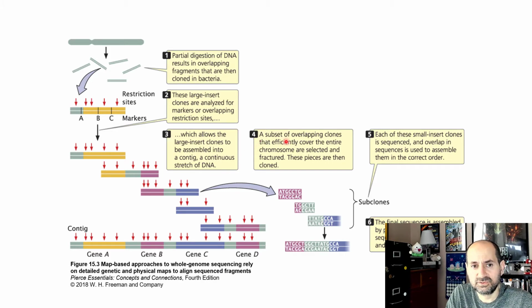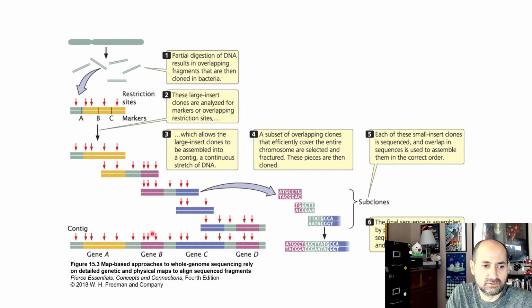Next, a subset of overlapping clones that efficiently cover the entire chromosome are selected and fractured. Then these pieces are cloned, right? Each of these small insert clones is sequenced, and overlap in sequences is used to assemble them in the correct order. Finally, the final sequence is assembled by putting together the sequences of the large clones and filling in any gaps.